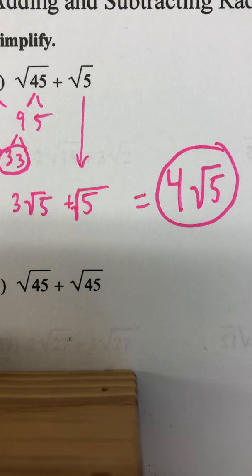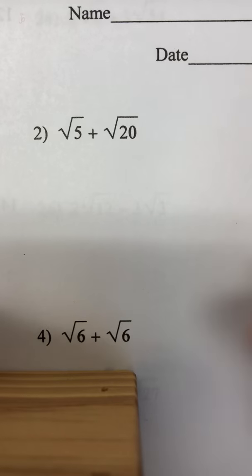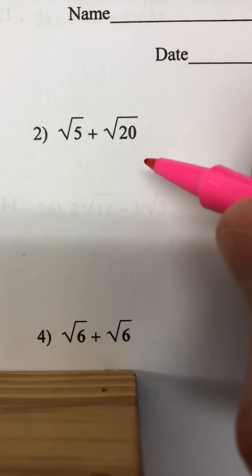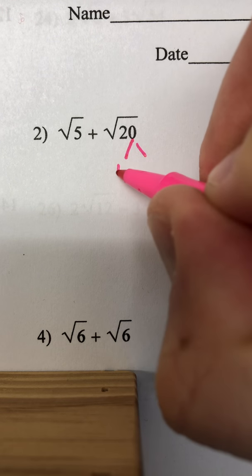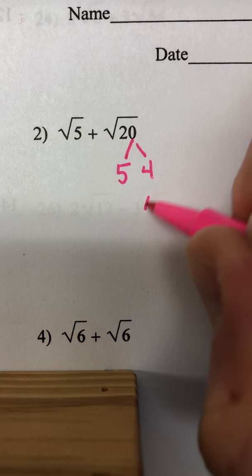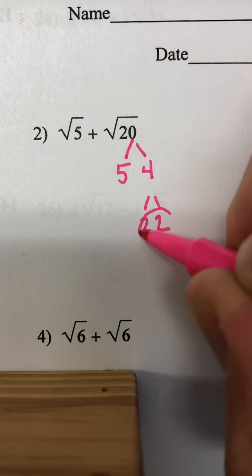Let's do another one together. Radical 5 plus radical 20. Let's break this down. You know this. 5 and 4. 2 and 2.